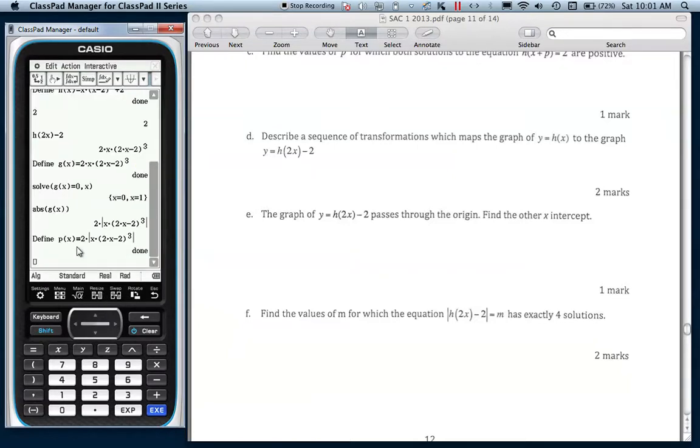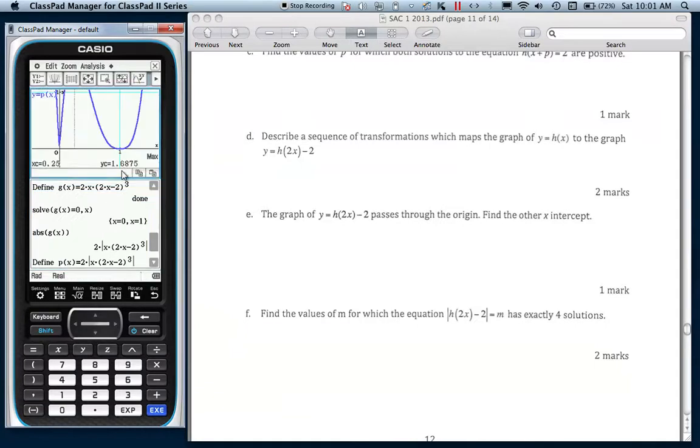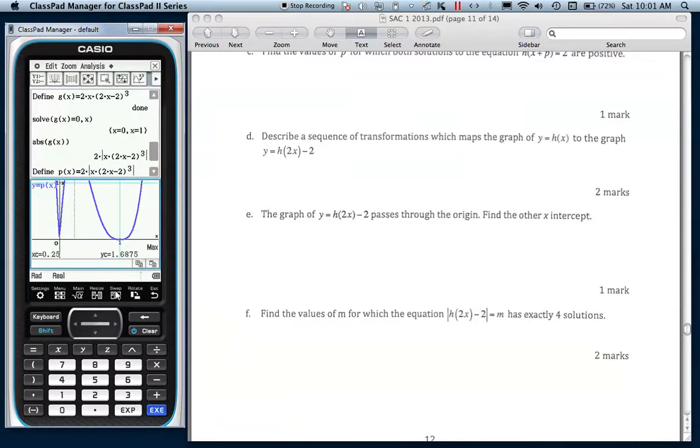Just as an additional, if I just sketch the graph of g of x, you can see here that when we do the absolute value, that intercept there is actually going to be 0. It doesn't look like it, but it is actually 0, so we'd have to be careful with that.